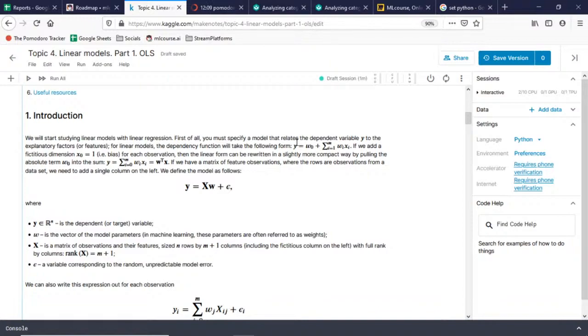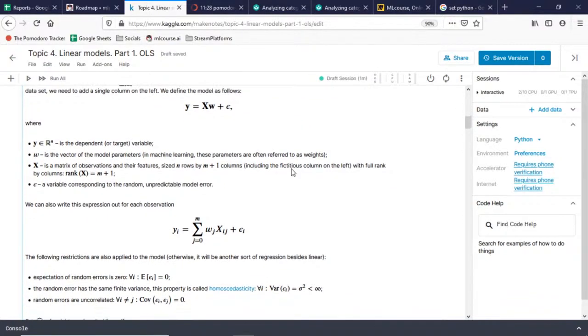We define the model as follows: y is the dependent target variable, w is the vector of model parameters. These parameters are often referred to as weights. X is the matrix of observations and their features, of size n rows by m plus 1 columns, which is full rank by columns. Epsilon is a variable corresponding to the random unpredicted model error. We can also write this expression for each observation.